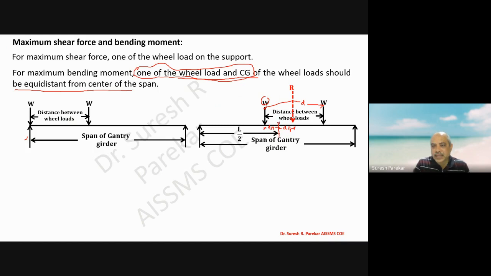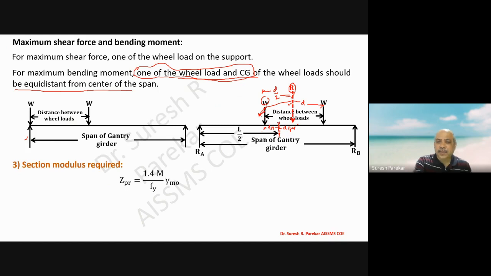So this is my center. This is because we have equal wheel loads, so my resultant will be at the center, means I have this as D by 2. This resultant will act at the CG. So the CG of the wheel loads and one of the wheels, this is one of the wheels and this is the CG, should be equidistant from the center. Equidistance means half of D by 2, so D by 4 and D by 4. And we are going to get the maximum bending moment under this wheel load, and that we have to use to determine the sections.